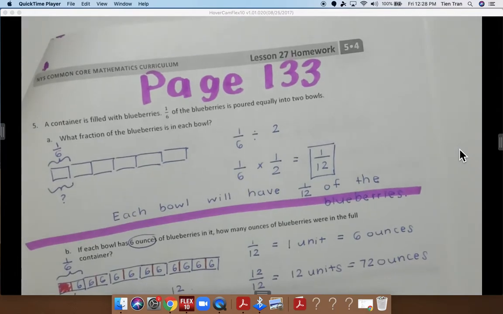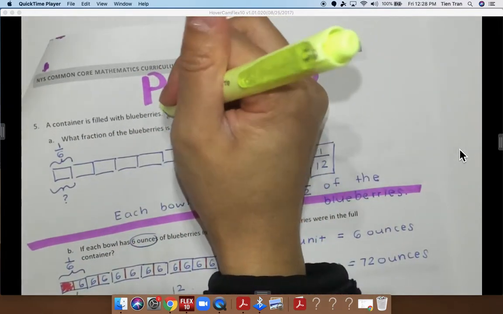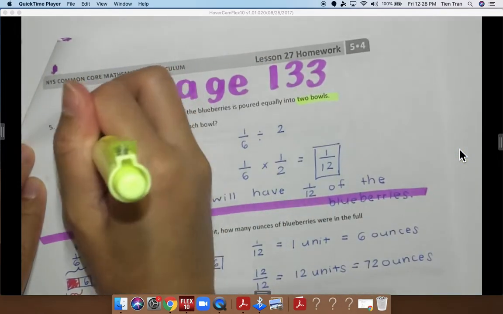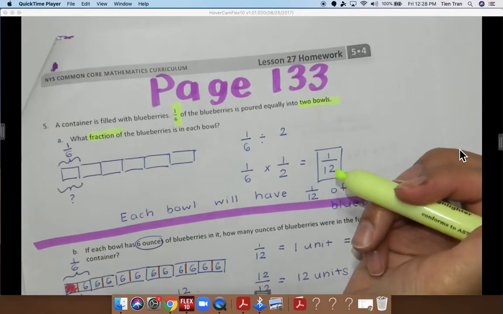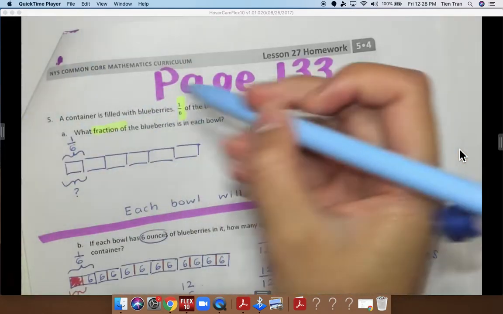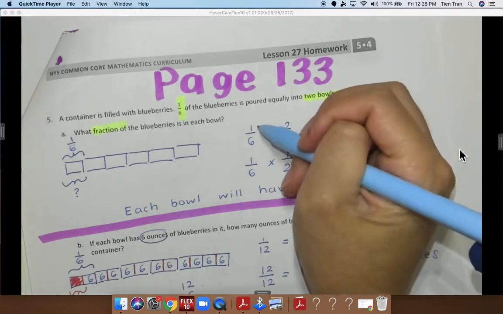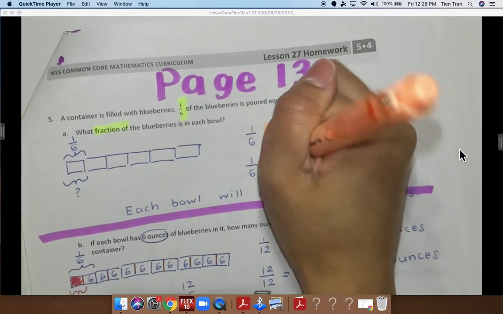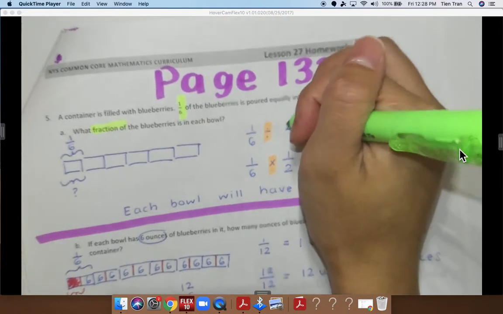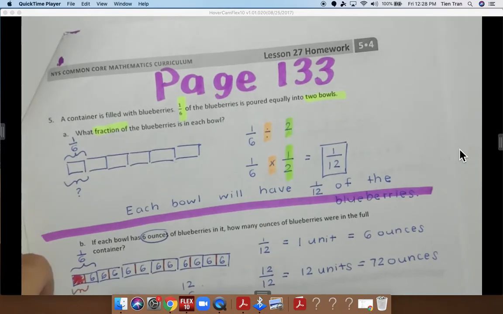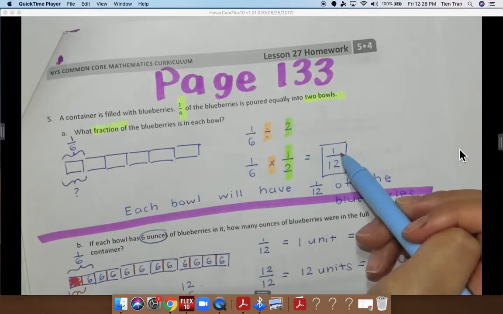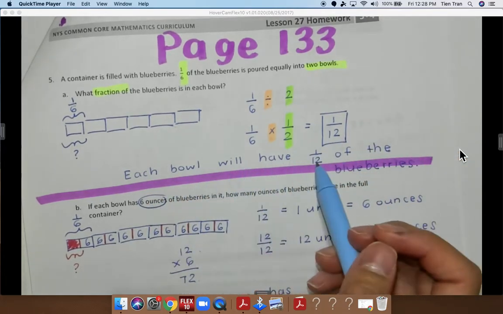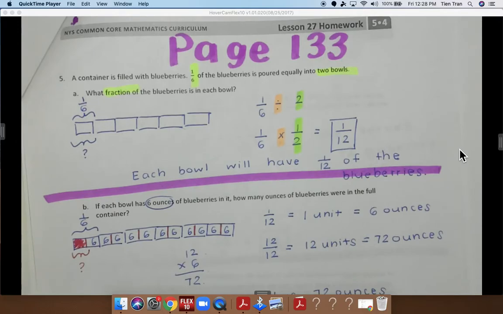It says here a container is filled with blueberries. 1/6 of the blueberries is poured equally into 2 bowls. What fraction of the blueberries is in each bowl? So right here, we're going to be dividing 1/6 divided by 2. 1/6 stays the same, but the division sign is going to flip to a multiplication sign. 2 is going to change to 1/2. So what I have here is 1 times 1 is equal to 1. 6 times 2 is equal to 12. So each bowl will have 1/12 of the blueberries.